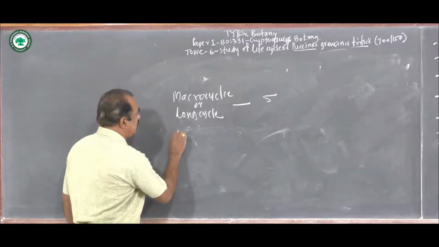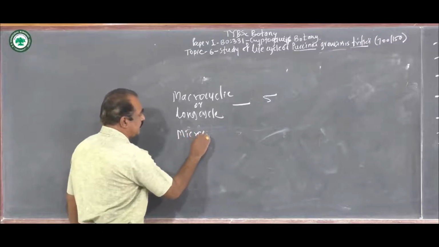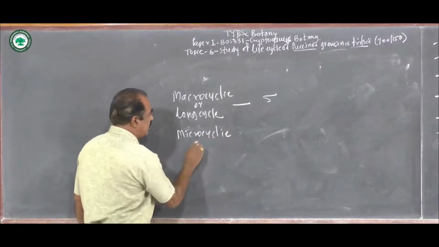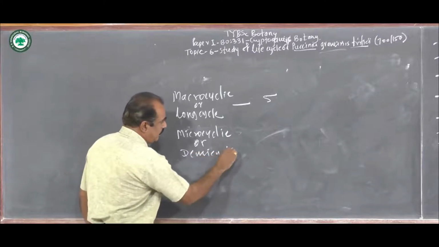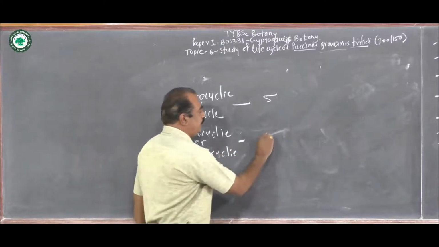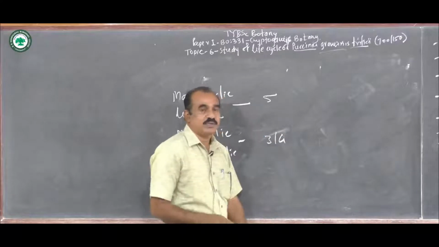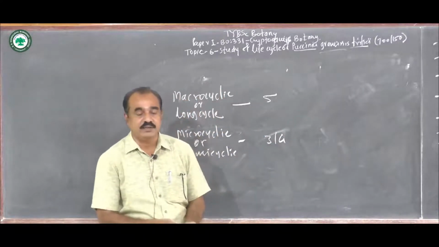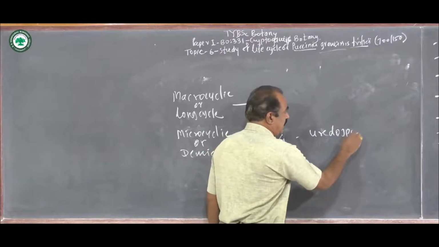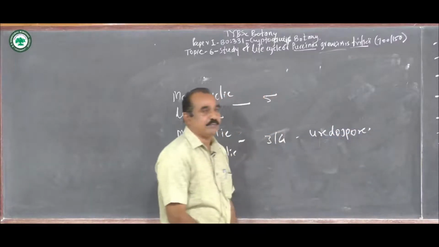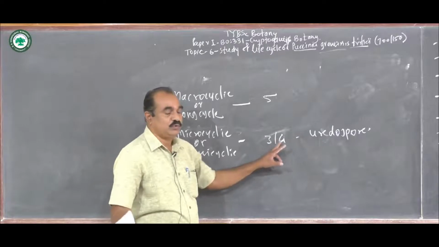Now second, that is the microcyclic, or it is also called the demicyclic. This life cycle is completed by 3 or 4 stages, and generally the uredospore is absent and the rest of the spore stages are present, and generally they are 3 to 4.